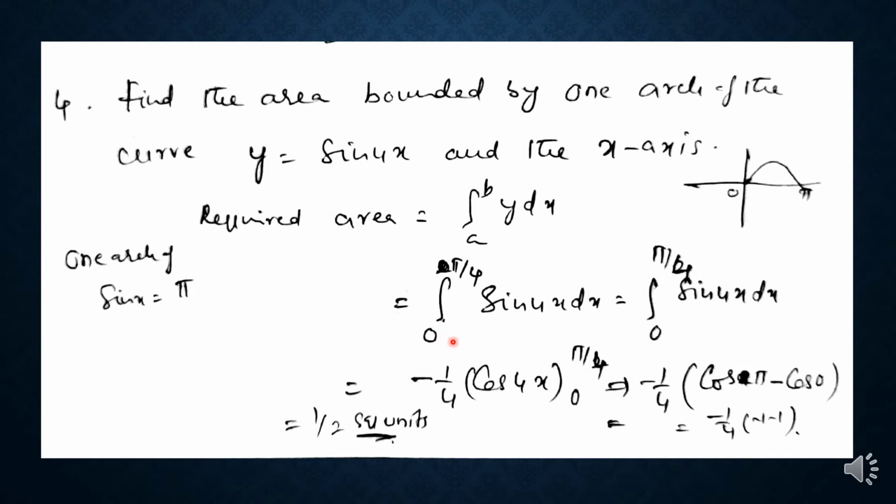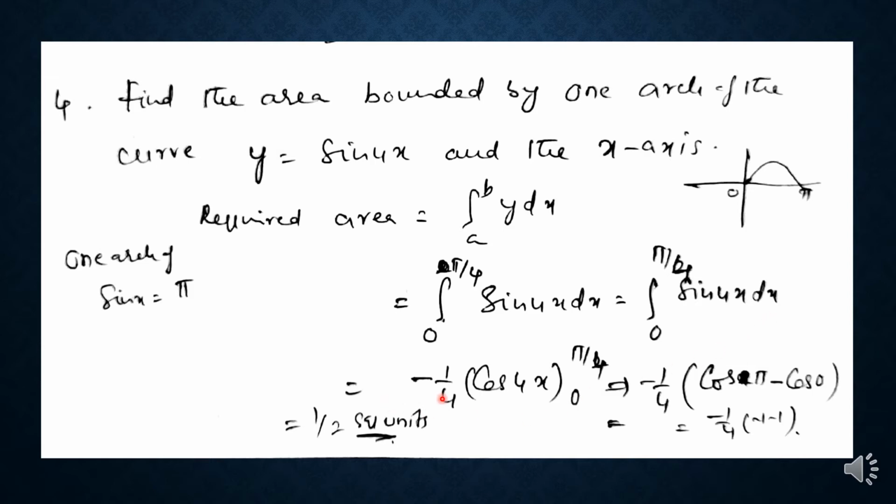So that is equal to, the limits are 0 to pi by 4. This is 0 to pi for the normal sin x curve. For sin 4x, the curve is from 0 to pi by 4. That is equal to integral 0 to pi by 4 sin 4x dx. So what is integral sin 4x dx? We know that integral sin x dx is minus cos x. So integral sin 4x dx is minus 1 by 4 cos 4x.